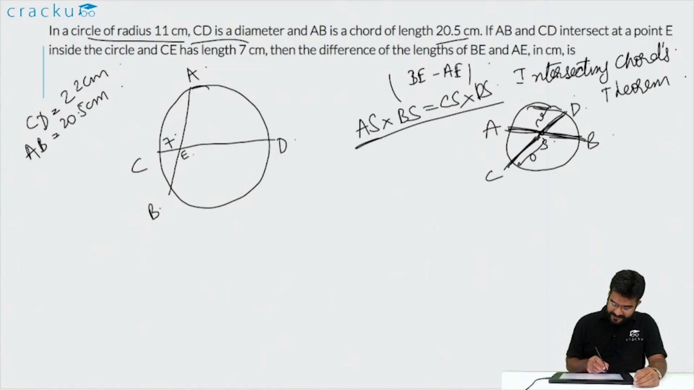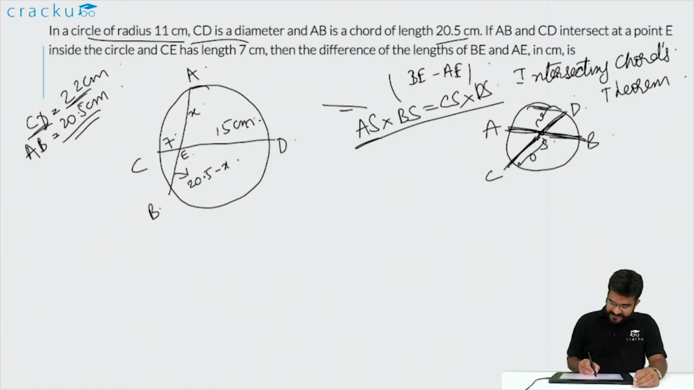We'll apply the same theorem in this problem, because as you can see, AB is a chord and CD, even though it's the diameter, is also another special chord. So once we know that CE is equal to 7 centimeters, we know that DE is equal to 15 centimeters. We know the length of DE because we know the length of CD, it is equal to 22 centimeters, so DE is equal to 15. Let us assume that the length of AE is equal to X, so the length of BE will be equal to 20.5 minus X, because we know the length of AB.